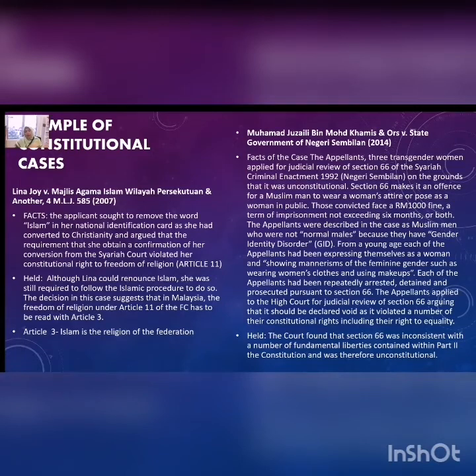Okay, in the case of Lina Joy versus Majlis Agama Islam Wilayah Persekutuan and another. This is because Lina Joy wanted to sue the government, the majlis. So Majlis Agama Islam is the government, right? Here she wanted to remove the word Islam in her IC, national identification card, because she has converted to Christianity. However, even though she had murtad, she had renounced Islam, she still was required to follow the procedure. Here she didn't follow the procedure, she just went to the Jabatan Pendaftaran and said that she wanted to remove the word Islam on her card, on her IC.